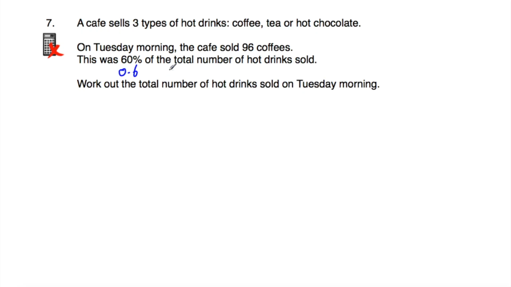So we're going to work backwards. We're going to divide by our multiplier. We're going to take the 96, and we're going to divide that by 0.6. And then when we do that, we'll find the total number of hot drinks sold. So we need to do 96 divided by 0.6.